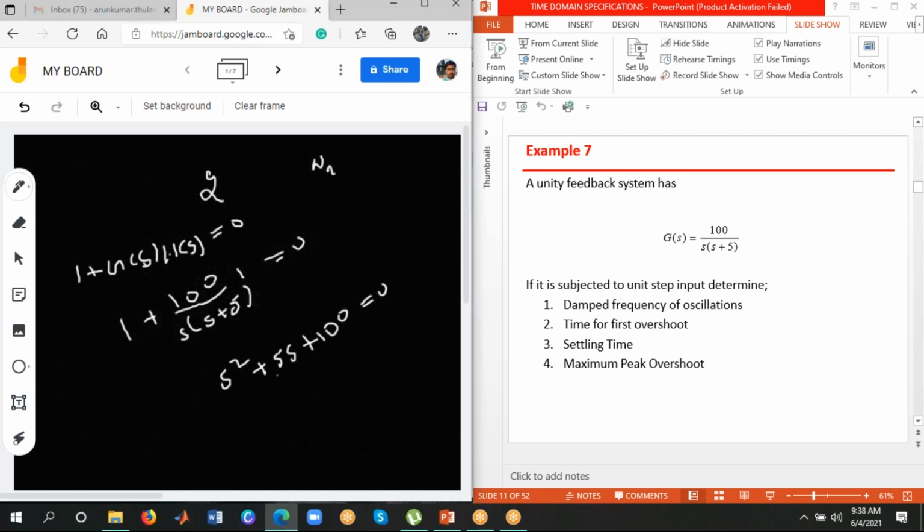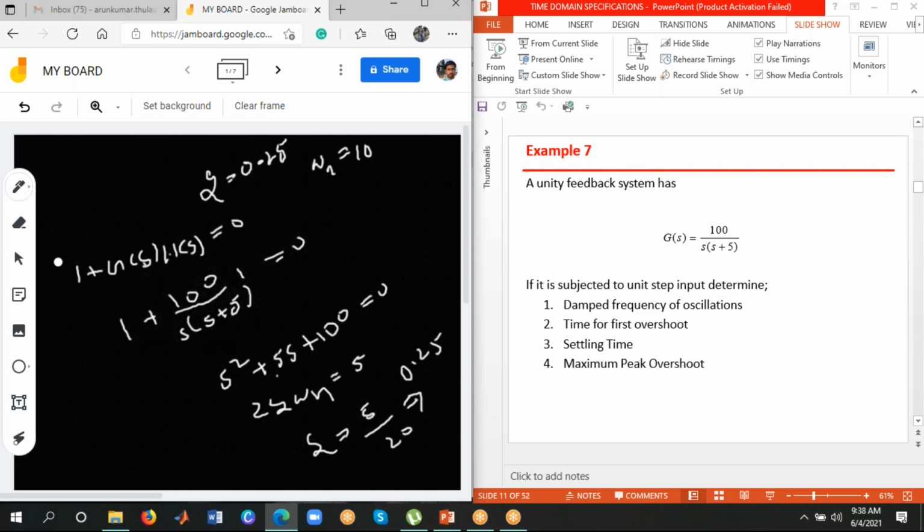Here 2 zeta omega n is equal to 5, and zeta is equal to 5 divided by 2 omega n, and omega n is already 10. So 2 times 10 is 20, 5 divided by 20. How much do you get? 0.25. So this is the value of zeta. So zeta is equal to 0.25 and omega n is equal to 10.